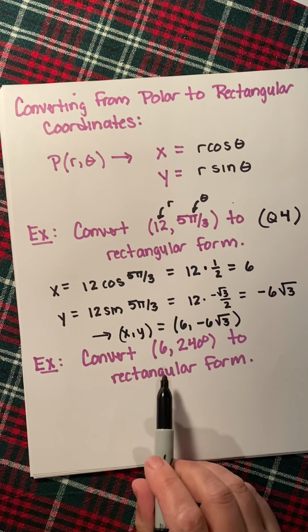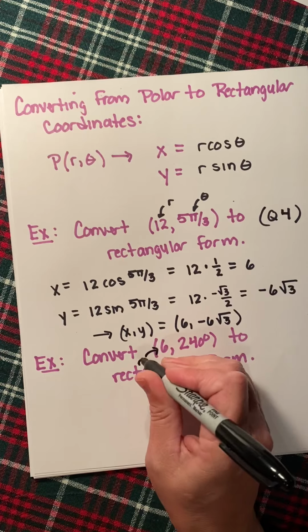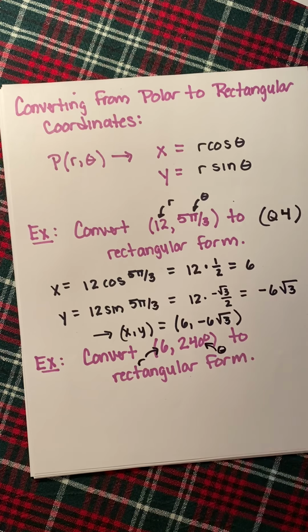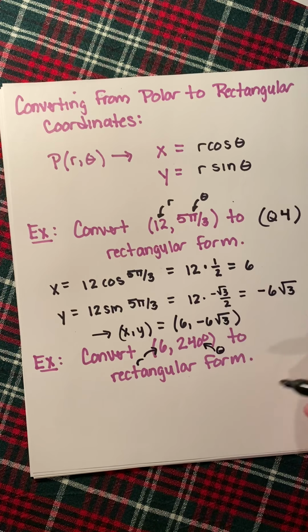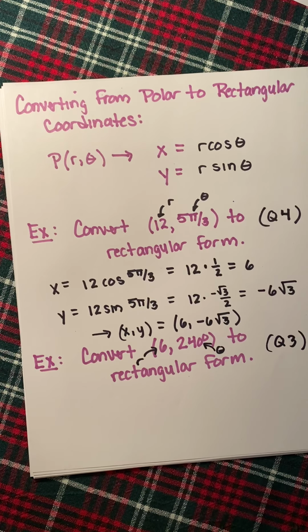All right, let's try one more. Convert (6, 240 degrees) to rectangular form. So r is 6, and 240 degrees is theta. 240 degrees is in quadrant 3, so keep that in mind: our x and y values should both be negative.